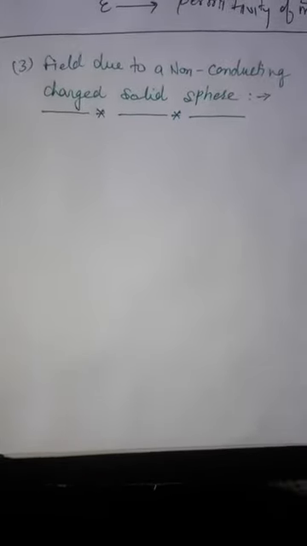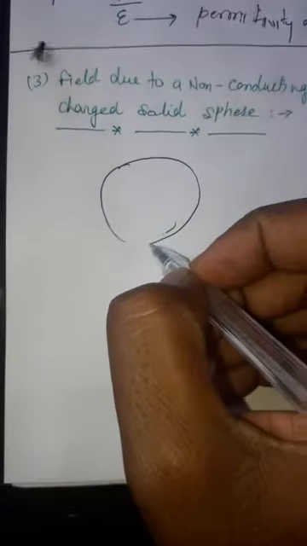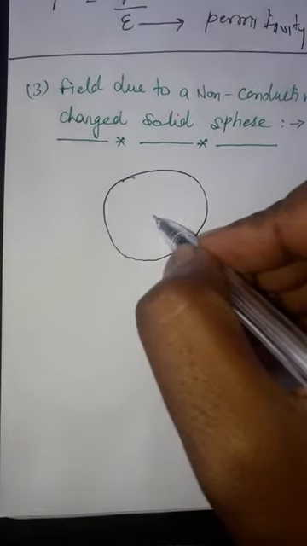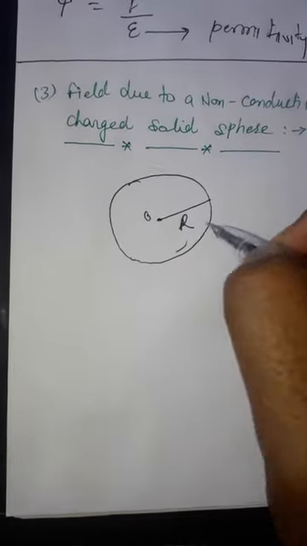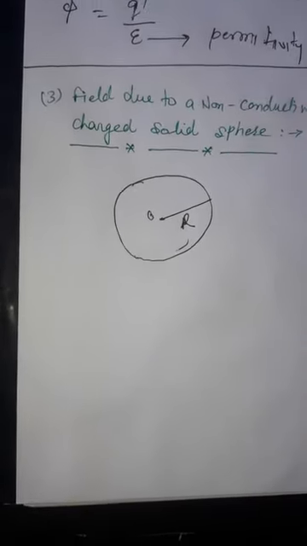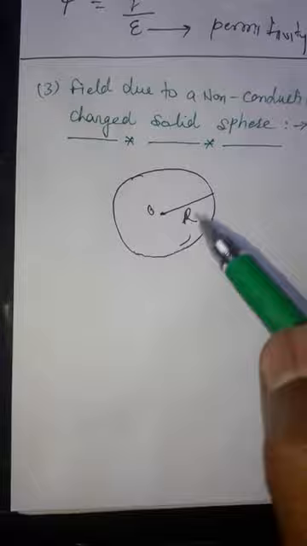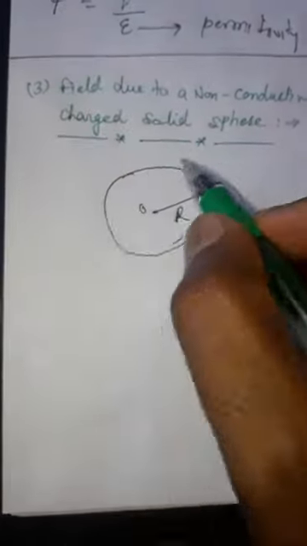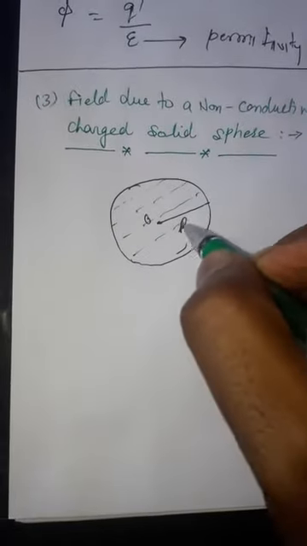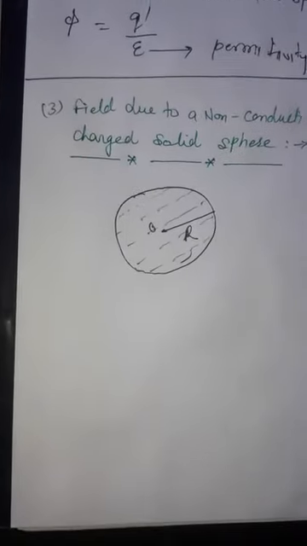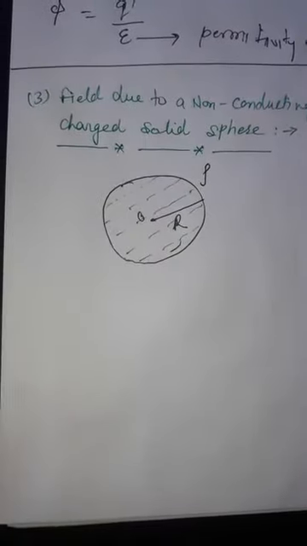For this, let us consider a solid sphere of center O and radius capital R. Now we have to find the electric field due to this charged sphere. As it is a charged sphere, the whole volume is filled with charge. It is represented by dotted lines, meaning it is a solid sphere filled with charge. Let rho be the charge density of the sphere.